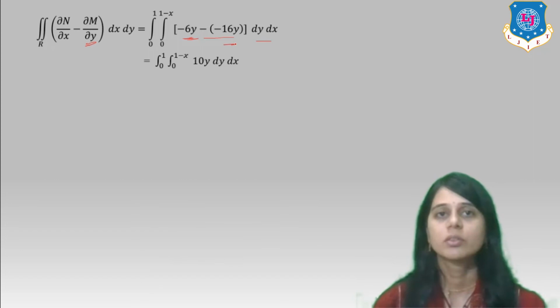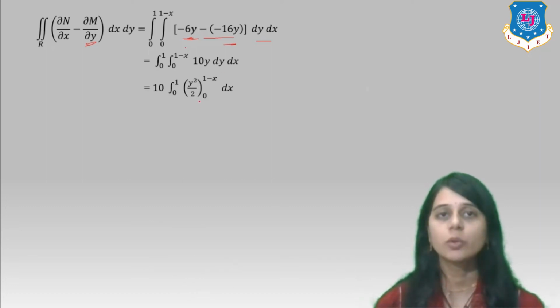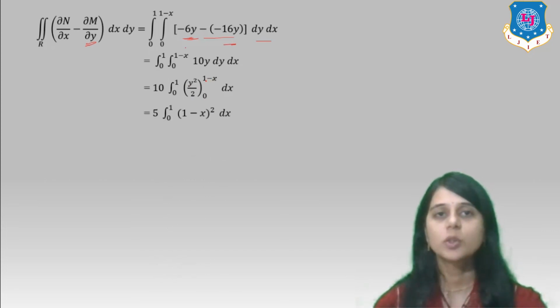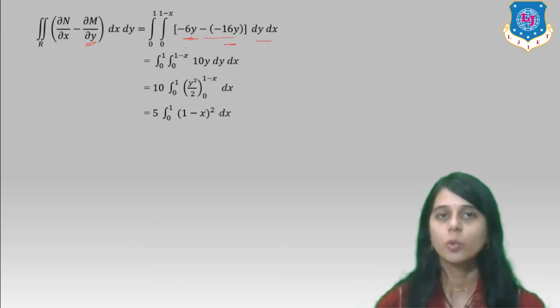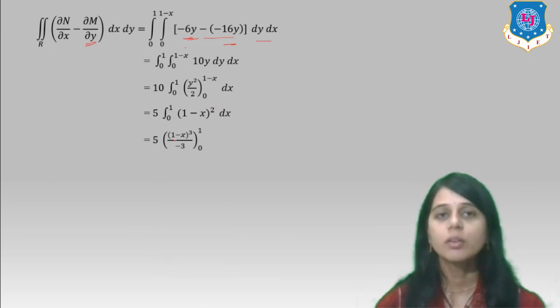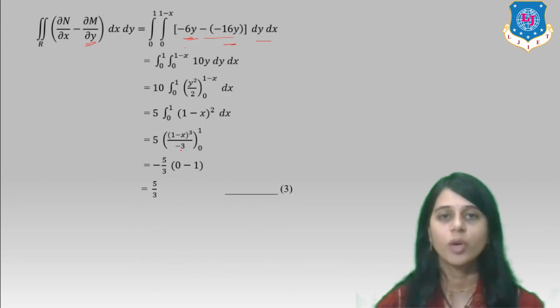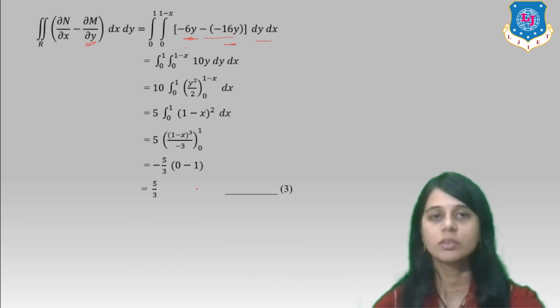Integrate this with respect to x and y. We get y square by 2, 10 is common, from 0 to 1 minus x. Put the upper limit minus lower limit, we get 1 minus x whole square. Again integrate this, we get (1 minus x) whole cube upon minus 3. Put the upper limit minus lower limit, the answer is 5 by 3. This is our equation 3.